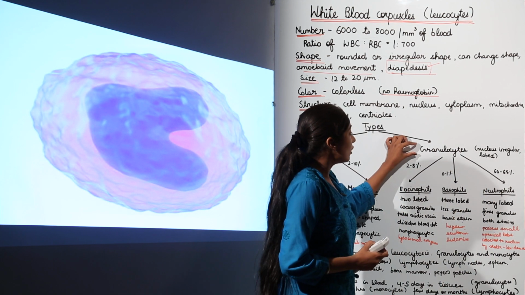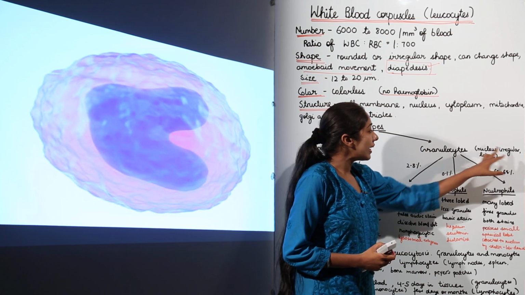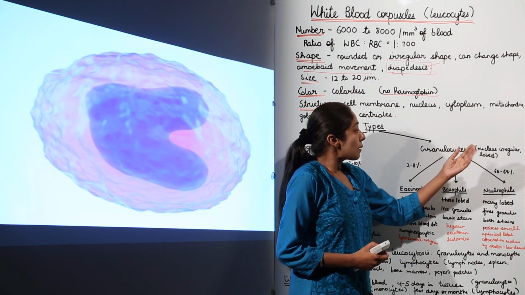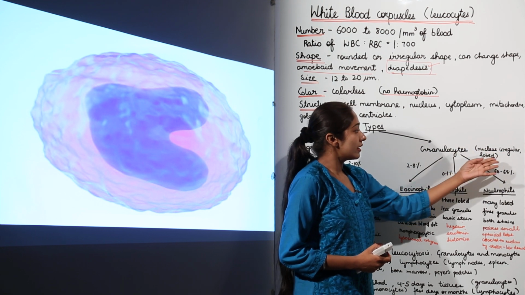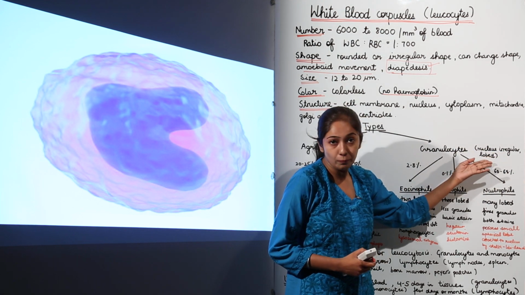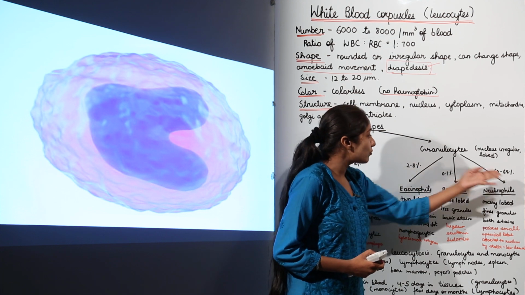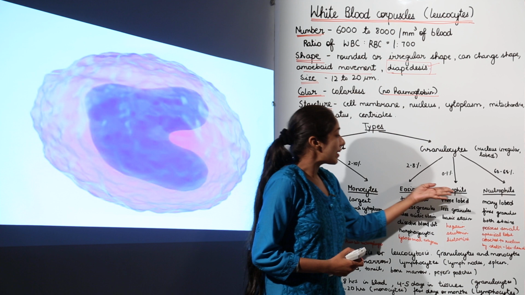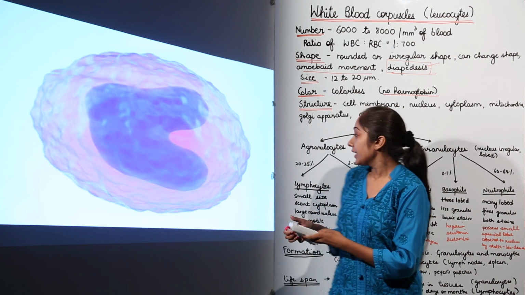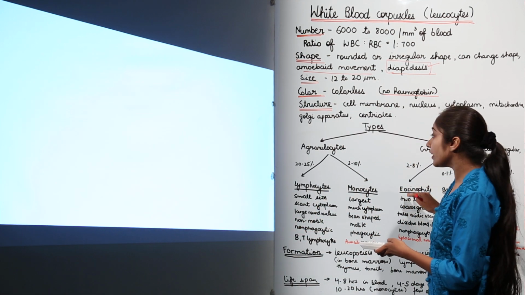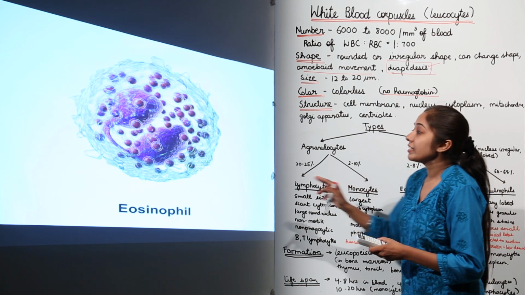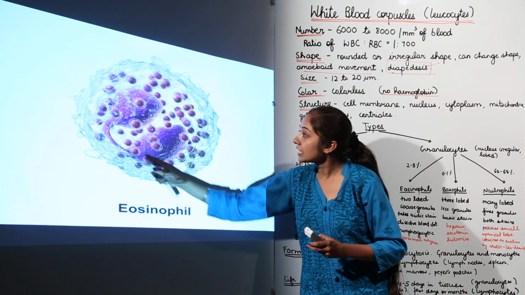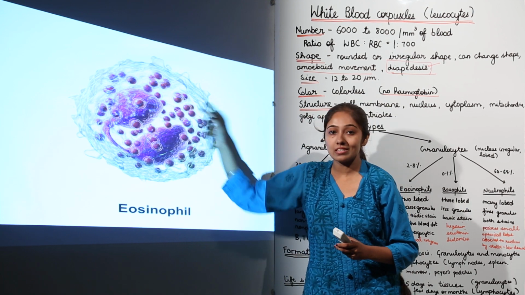Then talking about granulocytes, they have an irregular nucleus which is lobed. They have granules in the cytoplasm. Based on the staining properties, granulocytes are divided into eosinophils, basophils and neutrophils. Let's see first the eosinophils. As you can see in the image, the nucleus is two-lobed, and you can see the granules in the cytoplasm.